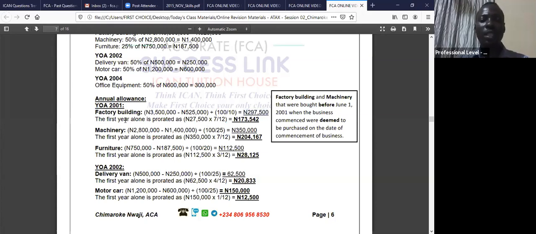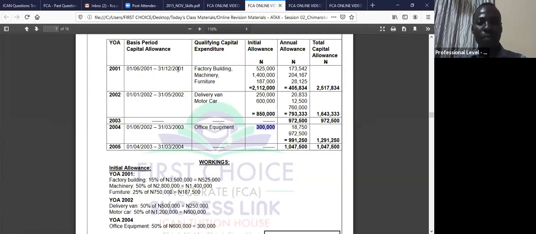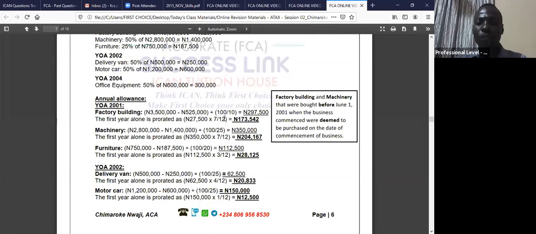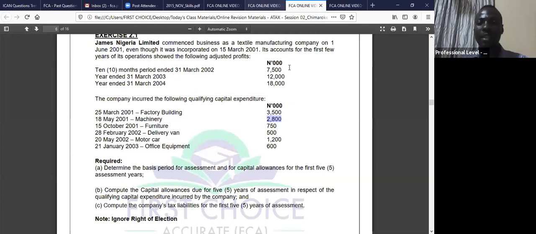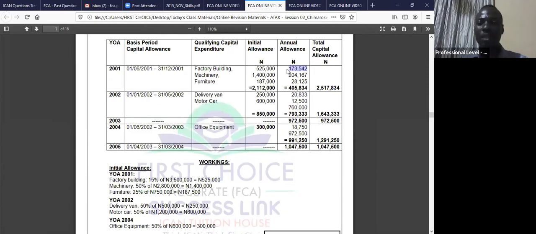So how many months is in that period? Let's check. Between this period and this period, we have June, July, August, September, October, November, December, 7 months. So we are going to be saying 7 months is when we use it out of 12 months in a basis period. So when we prorate this figure, sorry, this figure here is 297, there is an omission of 9 here. So you put your 9. 297,500 times 7 over 12 will give you this figure. So this figure is what we use for factory building for the first year. And if you look at it, that is exactly what I did here, for the first year factory building, this is it.